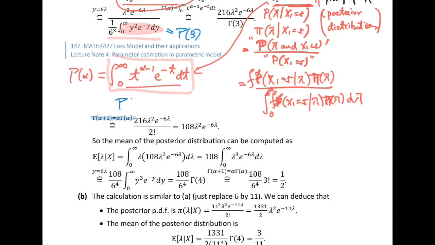Using this, gamma 3 equals 2 times gamma 2. Applying it once again, this equals 2 times 1 times gamma 1. Remember that gamma 1 equals 1, so this will be equal to 2. Given this, once you have this, you find that the posterior distribution will be 108 lambda squared times exponential to the power minus 6 lambda.